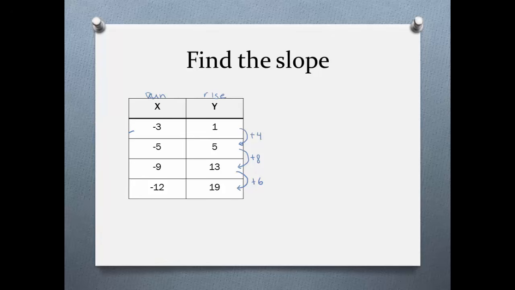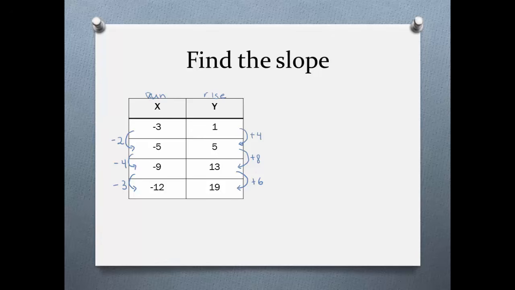To get from a negative 3 to a negative 5 on a number line, I have to subtract 2 or go down 2. So that's minus 2. To go from negative 5 to negative 9, I have to subtract 4. And to get from negative 9 to negative 12, I have to subtract 3. So just like the rise was changing, depending on which points I used, the run was changing also.